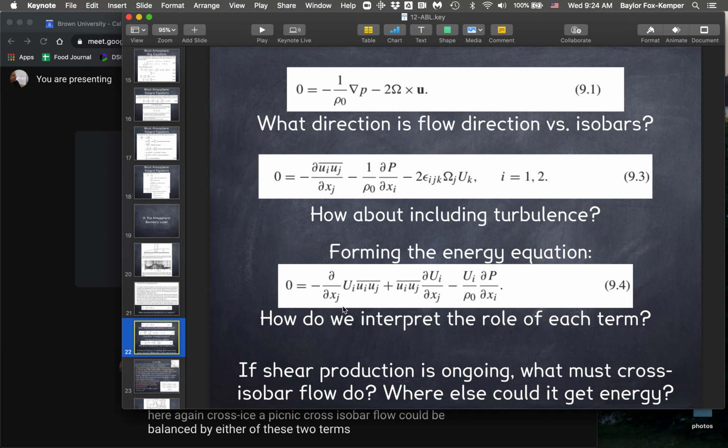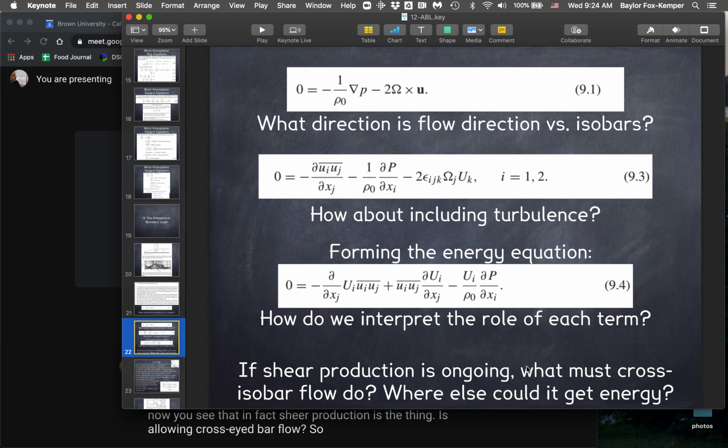If we integrate this over a large volume, this one is inside of a total divergence, so this one goes away, but this one does not. So now you see that in fact shear production is the thing that is allowing cross isobar flow.